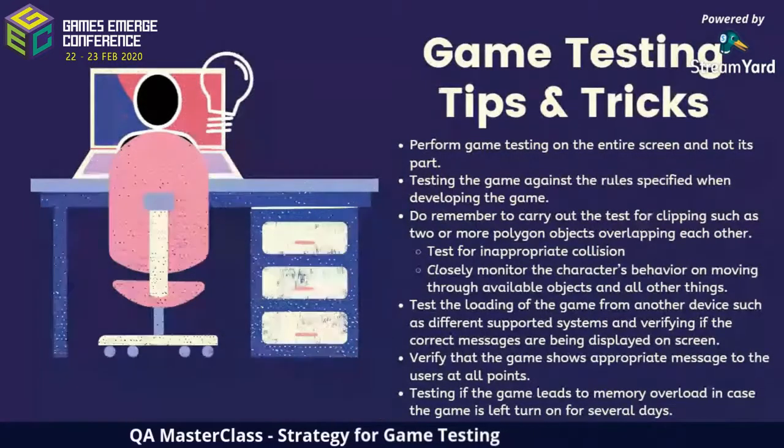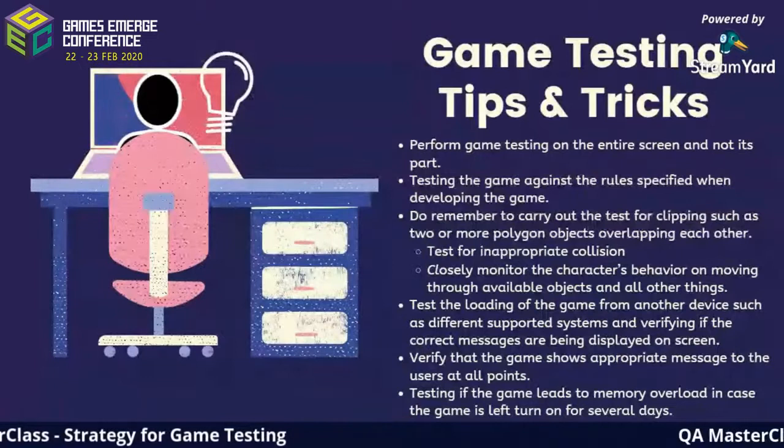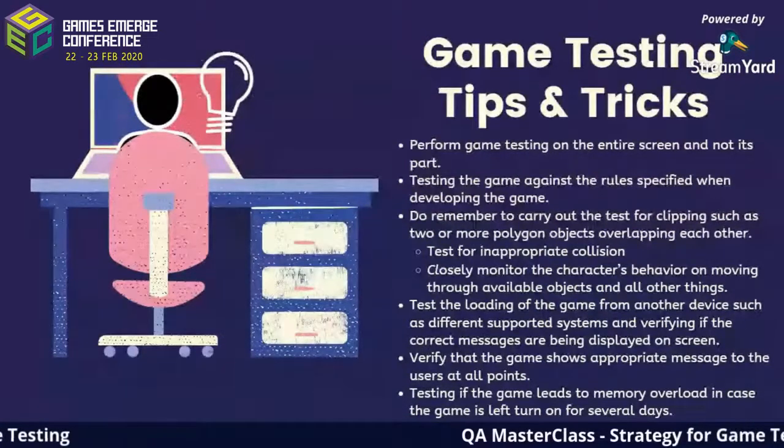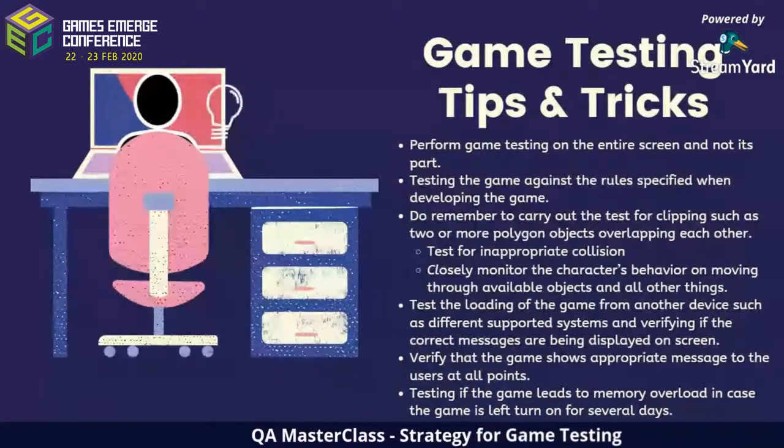So as you know, the further point says test for inappropriate collisions or closely mirror the character's behavior and moving through available objects. So that's where you should be looking.